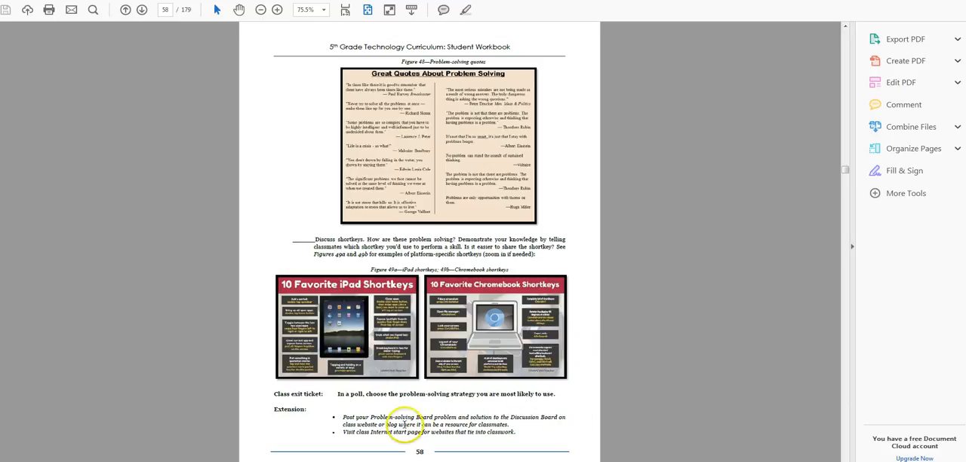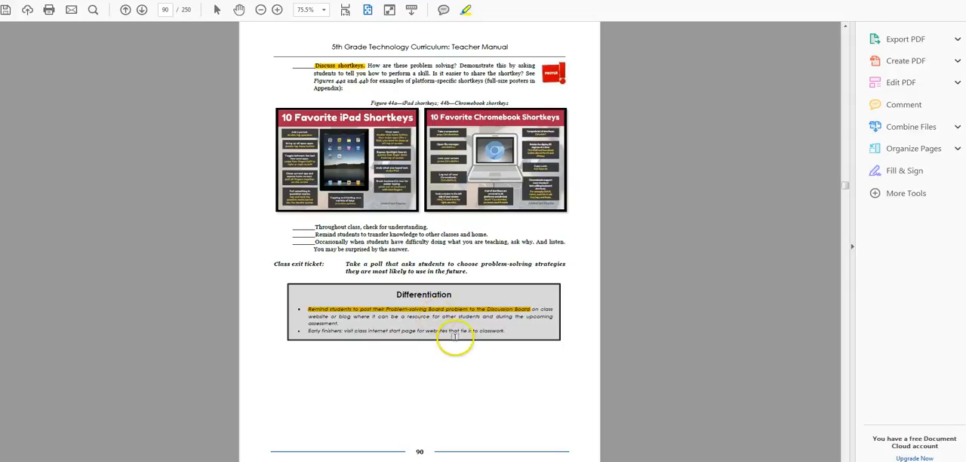If you have extra time, here's some suggestions for extensions. I think yours are pretty similar. Definitely remind students to post their problem solving word problem to the discussion board so that everyone can benefit from it.